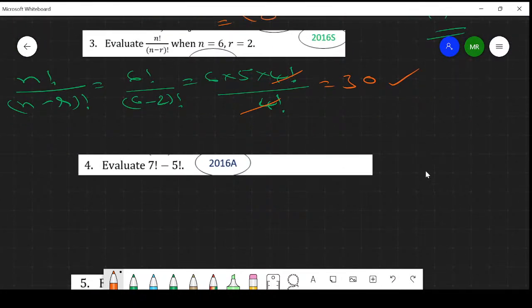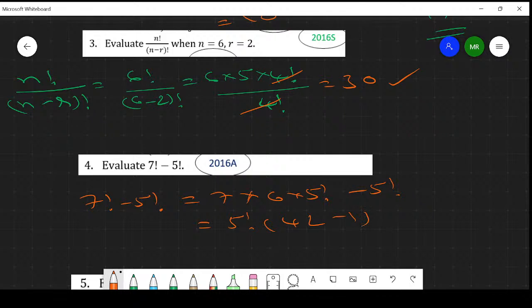Next, evaluate. In 2016 they asked to evaluate 7 factorial minus 5 factorial. They are asking just what is the value of this. I can write 7 factorial as 7 into 6 into 5 factorial, minus 5 factorial. Then I can take 5 factorial common. This will be 7 into 6, 42 minus 1, into 5 factorial.